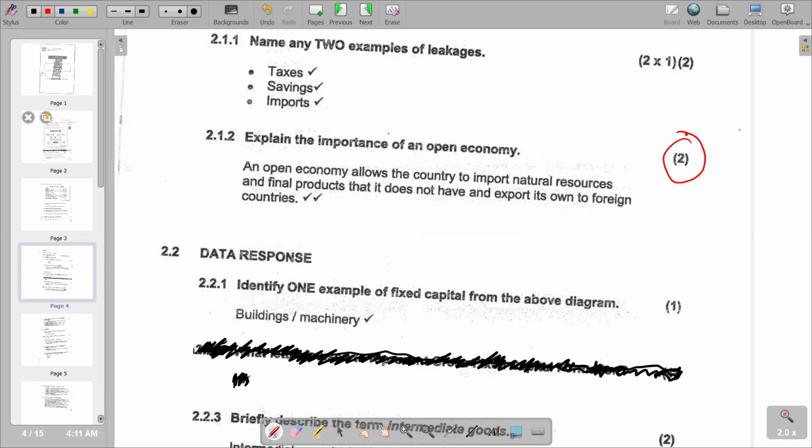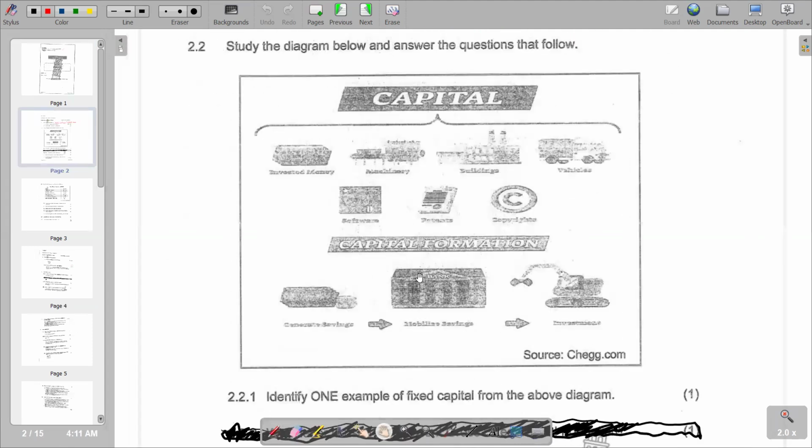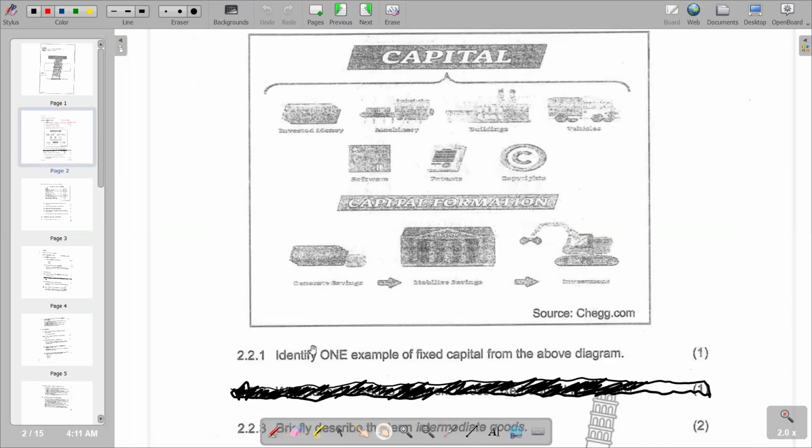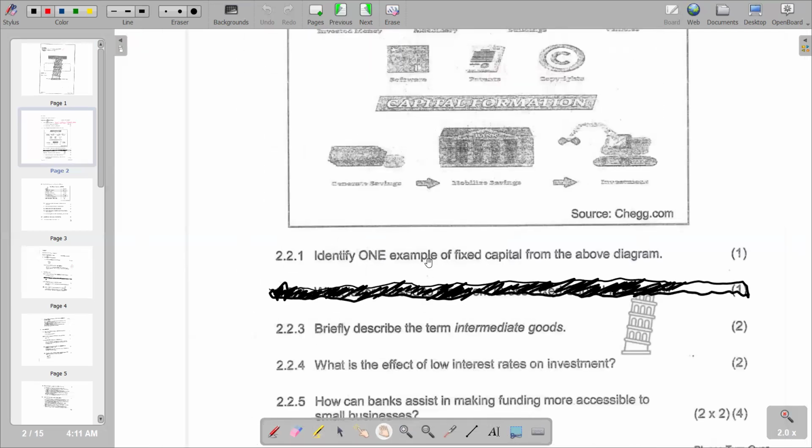So we go back to the question and look at the next question. It says: study the diagram below and answer the questions that follow. You are given a diagram there, although it's not very visible. Beneath that, we are given 2.2.1, which reads: identify one example of fixed capital from the above diagram. The question has 1 mark, which means you have to identify one example.